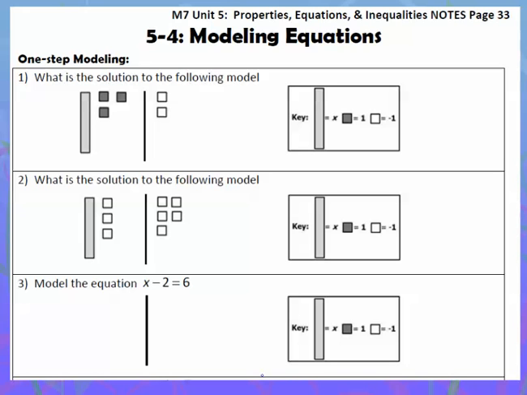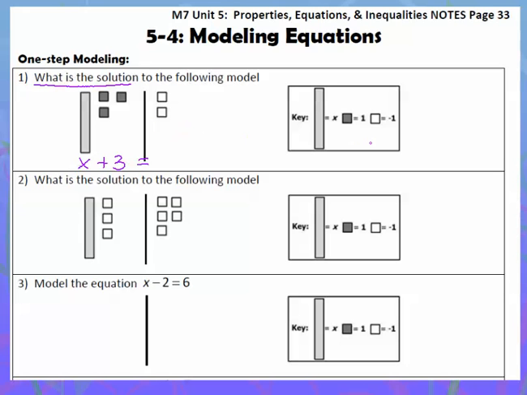So if we look at the first one, it says, what is the solution to the following model? Because it says, what is the solution? We actually need to solve the problem. So when we look at this, we're going to compare what we're given to what it has in the key. So we have one bar, so that means an x. And then the solid ones are positive ones. So positive 1, positive 2, positive 3. So plus 3. The line in the middle is always going to be an equal to.